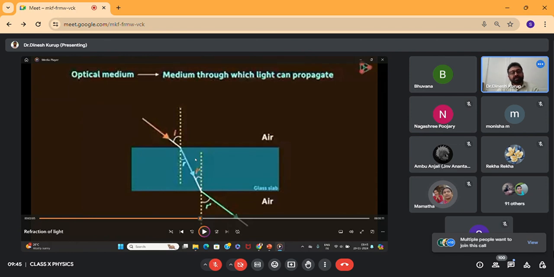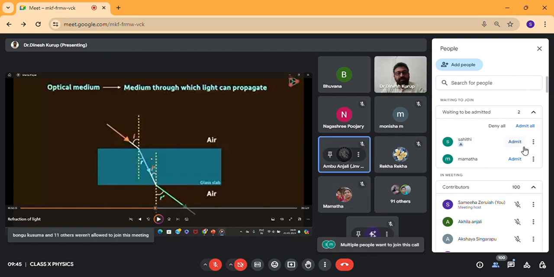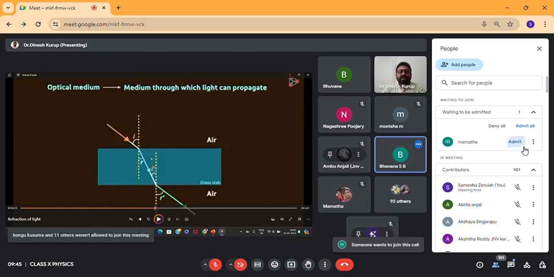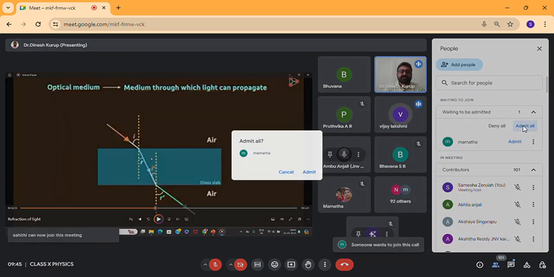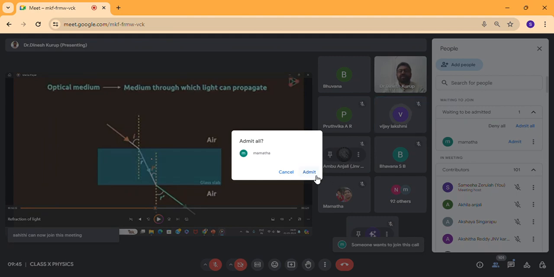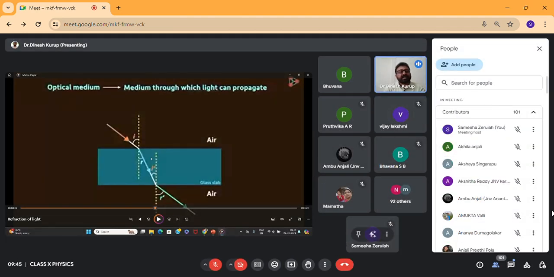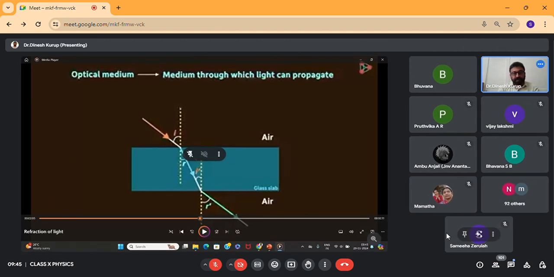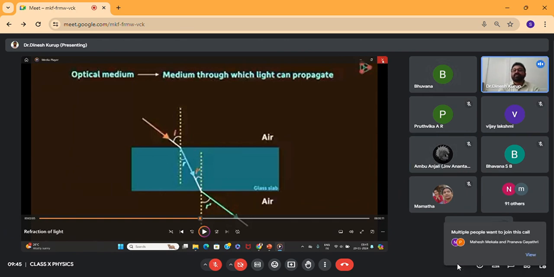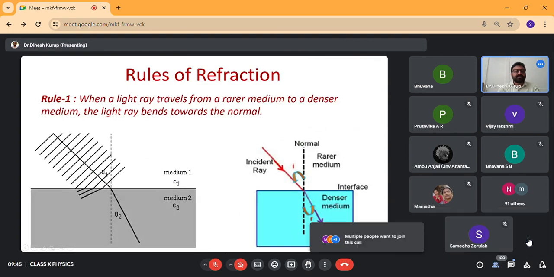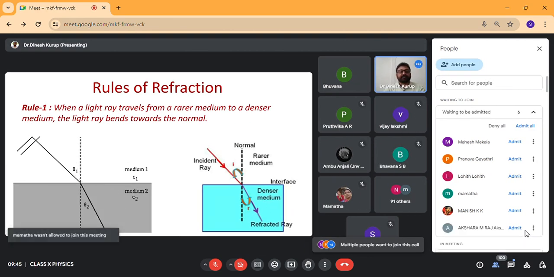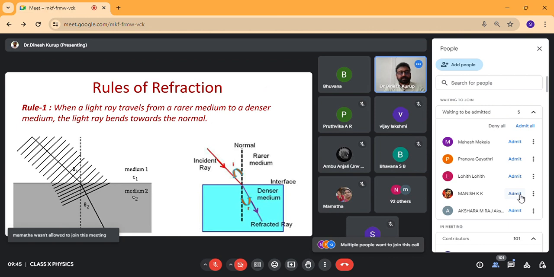Okay, you know why it is coming towards the normal and why it is going away from the normal? No, sir. Okay, because of the speed. Yeah, because of the reduction in speed. Light will have lesser velocity in an optically denser medium and more velocity in an optically rarer medium. Okay, now? Yes, sir. Fine. We will move on to the next one. See this one, how it is bending. It is from rarer to denser. It is bending towards the normal.